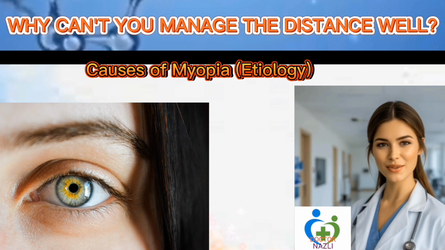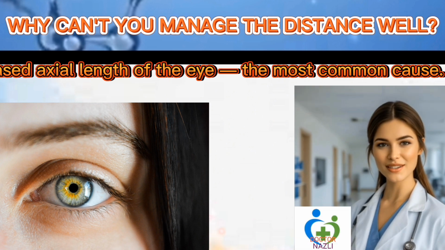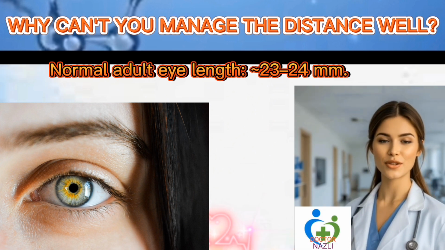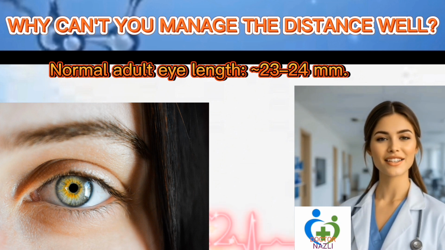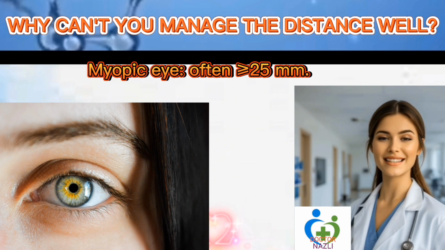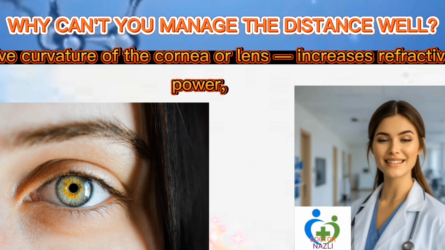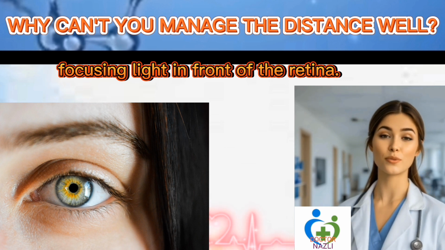Causes of myopia, etiology. 1. Anatomical factors. Increased axial length of the eye, the most common cause. Normal adult eye length is approximately 23 to 24 millimeters. Myopic eye, often 25 millimeters. Excessive curvature of the cornea or lens increases refractive power, focusing light in front of the retina.